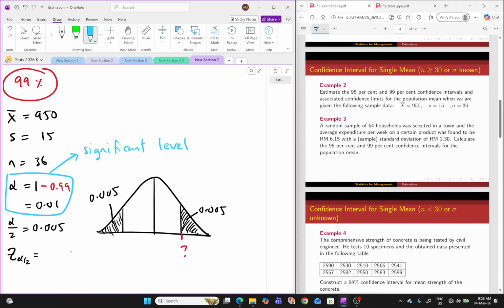Significant level adalah peratus kita mungkin salah. Significant level adalah peratus we may be wrong in our computation. Sebab it's a computation, may be wrong based on real life. But 99% we assume that 99% of computation is right. That's how we think.